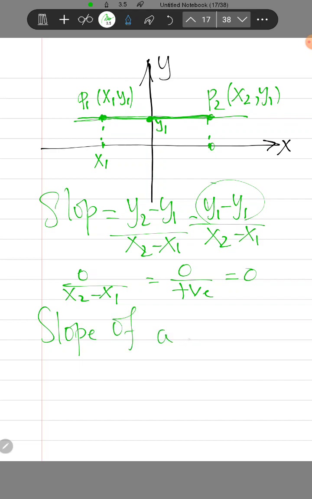Slope of a horizontal line is 0. Let's just see a vertical line. What will happen to the vertical line?